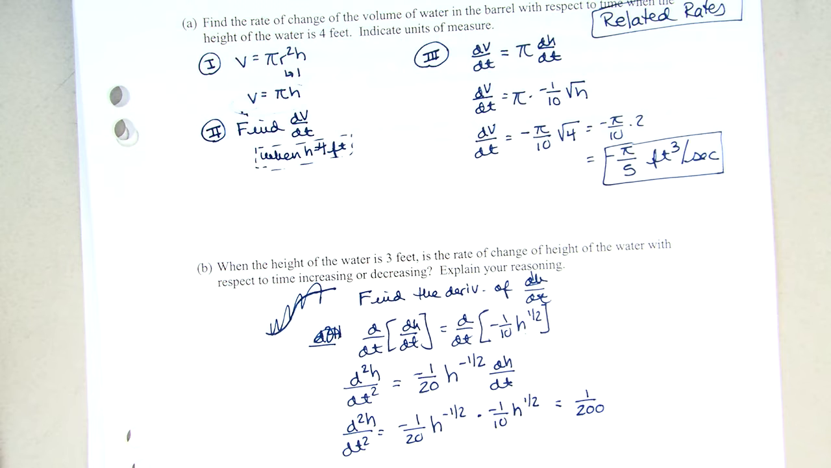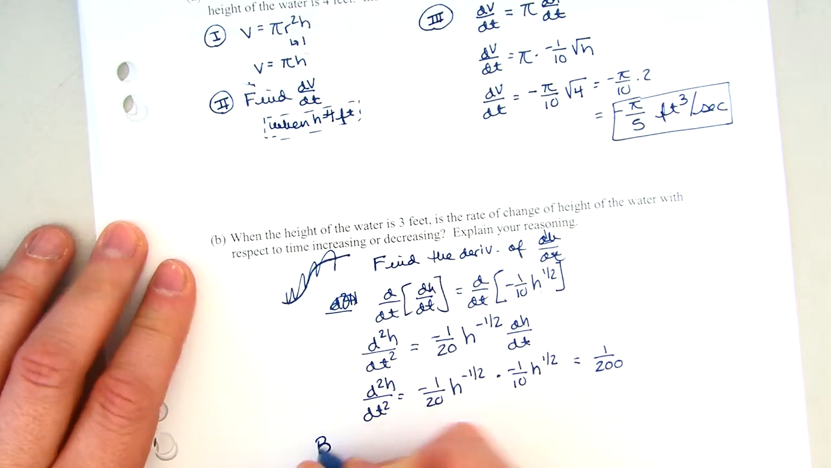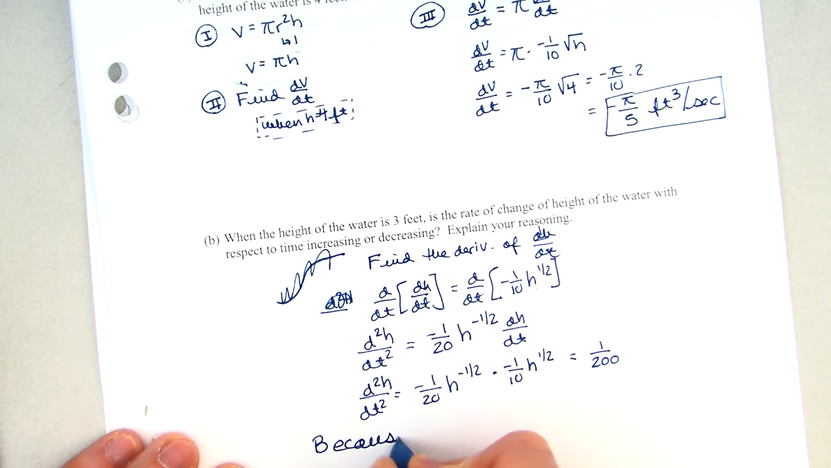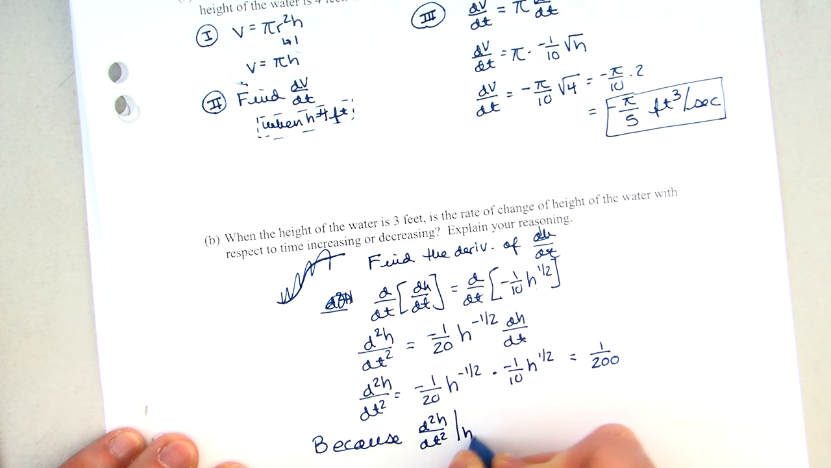Whatever. When the height is 3 feet, is the rate of change of the height increasing or decreasing? What I'm going to say is because d squared h dt squared, when h equals 3, explain your reasoning. That's justifying.